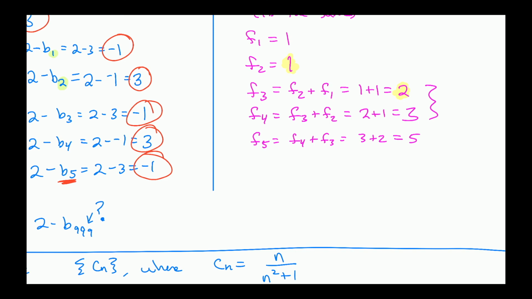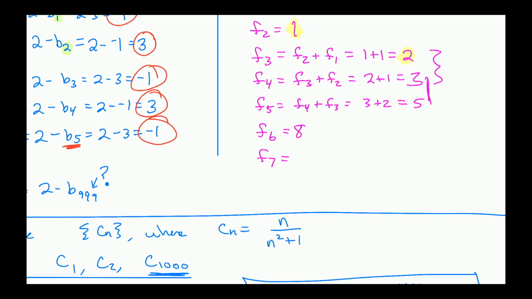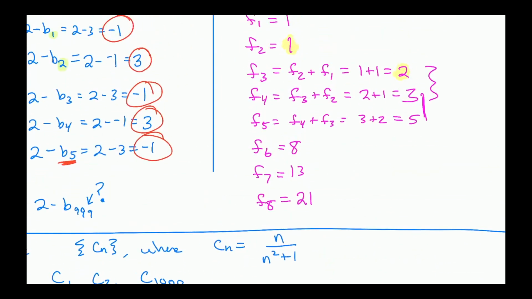At some point, you just see the pattern. You don't have to keep writing it; you can just add them in your head, because the Fibonacci sequence is not that complicated. How do you do F6? It's just these two, 8. How do you do F7? F7 is the 8 and the 5, so 5 plus 8 is 13. What's F8? You add up the previous two, 8 and 13, which is 21.